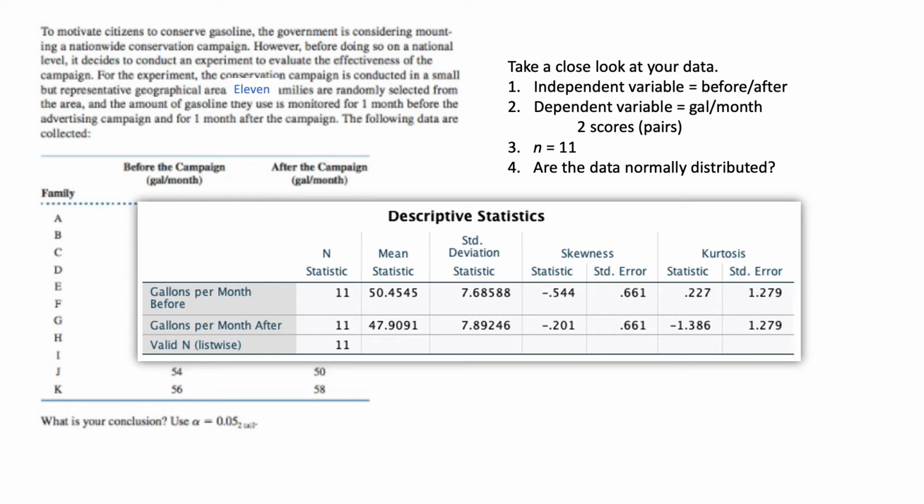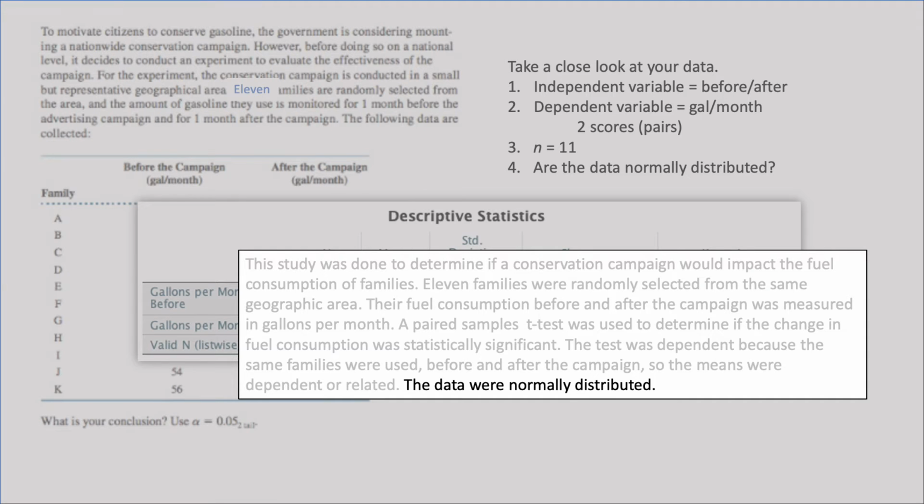and I've got two scores for that, two levels of it in pairs. My N is 11, and the first question I need to ask is, are the data normally distributed? Because I need to know if I have to do something with the data or transform it before I can actually run my analysis. So I look at the skewness and kurtosis, and it's pretty obvious that they are well within the normal range. So I can say that the data are normally distributed. I'm ready to do my analysis now.